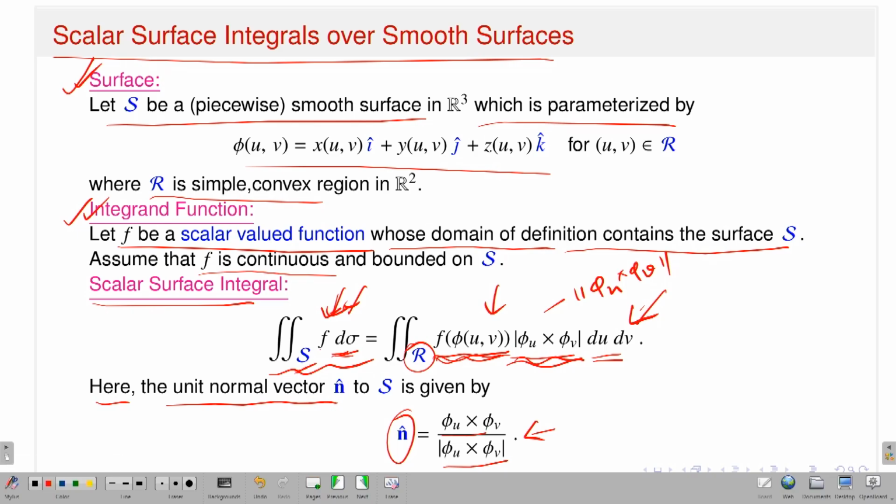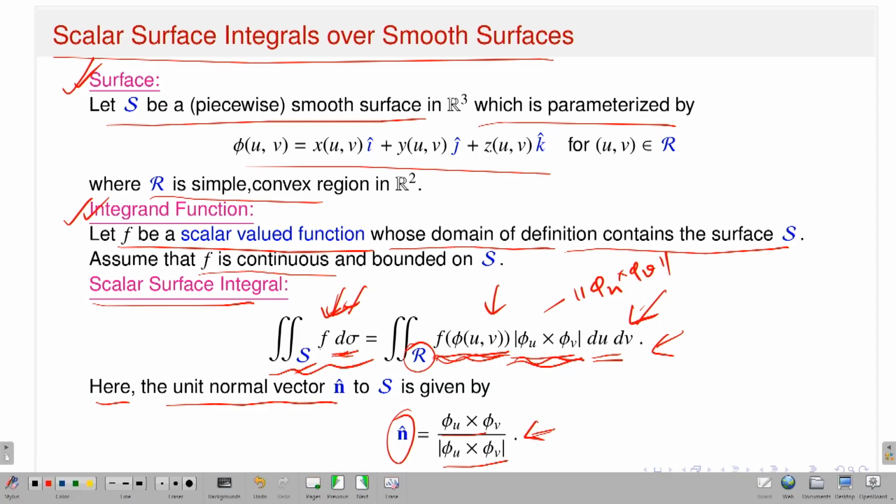Here I am just writing the unit normal vector n hat that I already discussed, which is nothing but phi u cross phi v divided by norm of phi u cross phi v. But this is the corresponding formula to calculate the scalar surface integral. That means once I have the smooth surface and I know the parameterization, I know the corresponding domain of the parameterization and the components of my surface. Then you just calculate the function f composed with phi at the point u, v, get the vectors phi u and phi v, take the cross product, take the norm, and calculate the double integral over the region R.